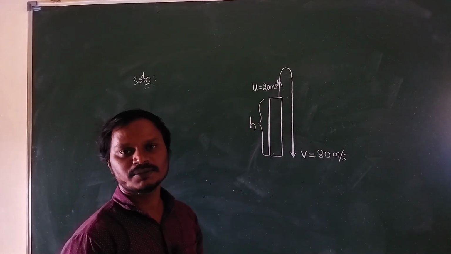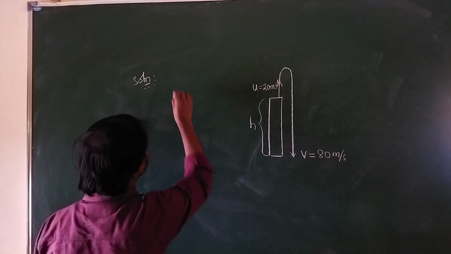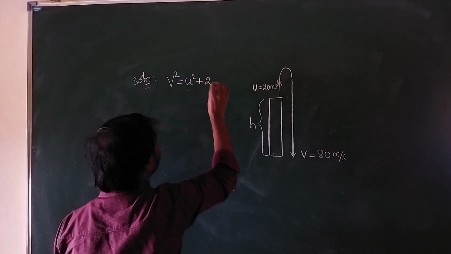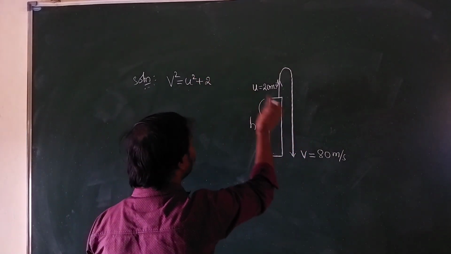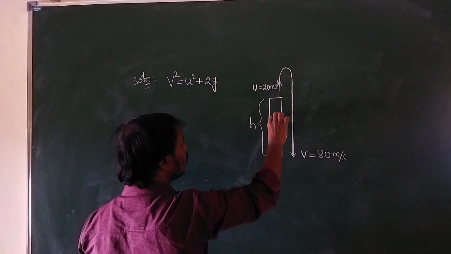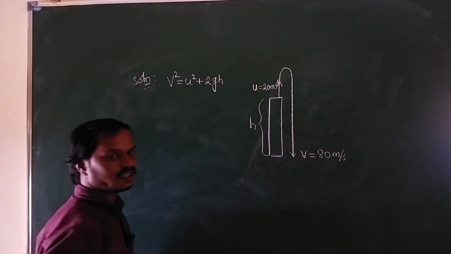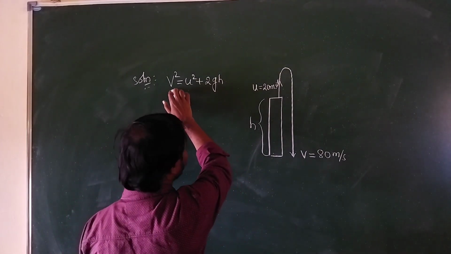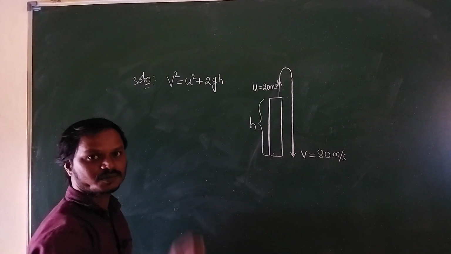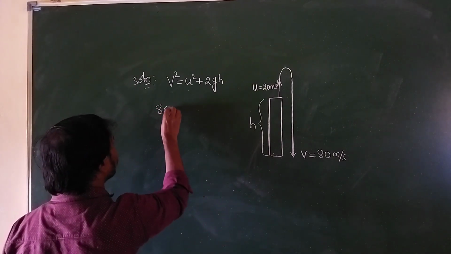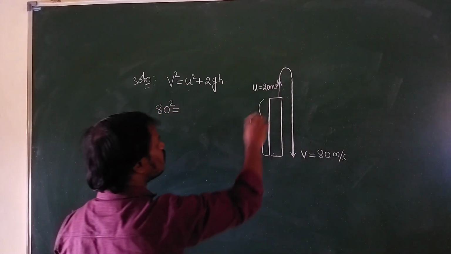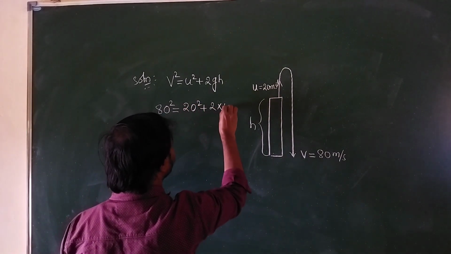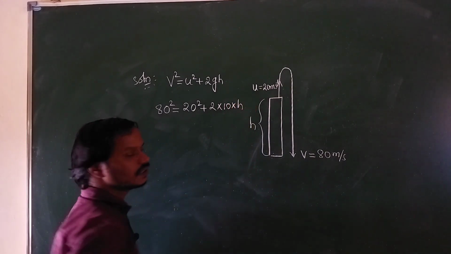So by using the third kinematic equation, that is v square is equal to u square plus 2as, instead of a, I will take g, and instead of s, I will take h. Now let us substitute the values. The value of v is 80, the final velocity of the ball, so 80 square, equals u is 20 square plus 2 into 10 into h.